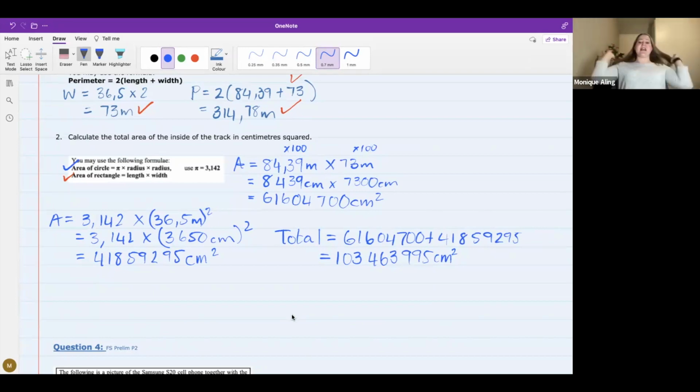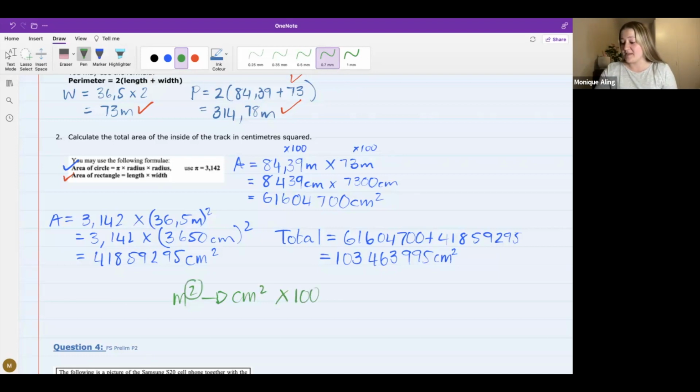Okay, so this question became a bit more intense because of the conversion to centimeters squared. So my advice is always convert before you start doing your calculations. Because a lot of you will see now, once you got your answer in meters squared, when you did the conversion, you didn't get it right. So if you're going from meters squared to centimeters squared, normally meters to centimeters times by 100, but because these units are squared, your conversion is squared as well.